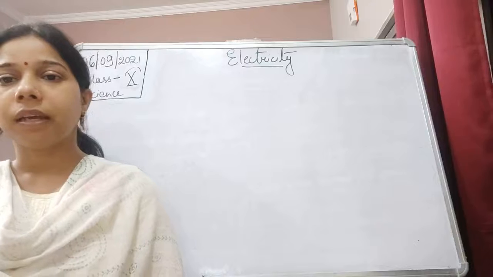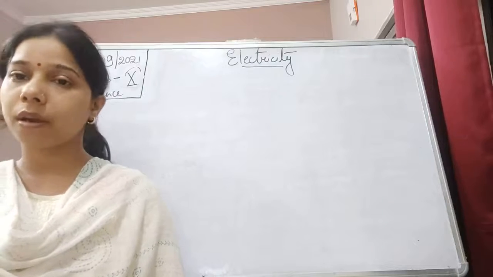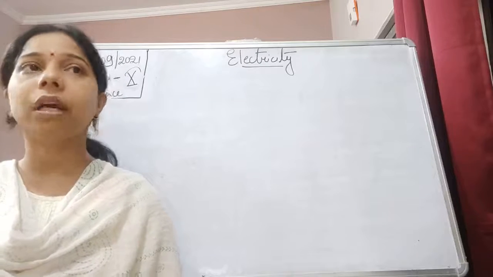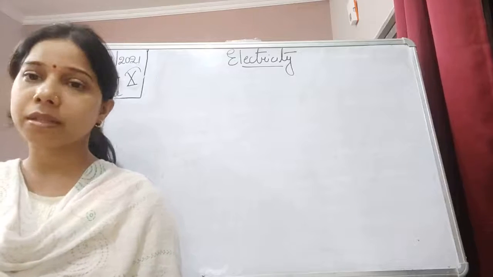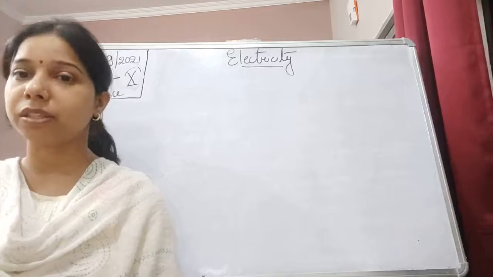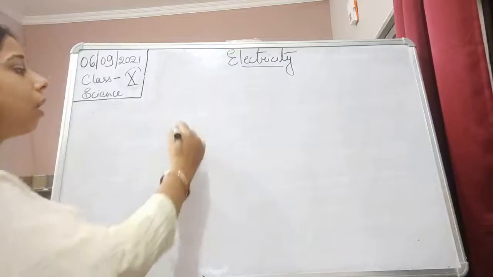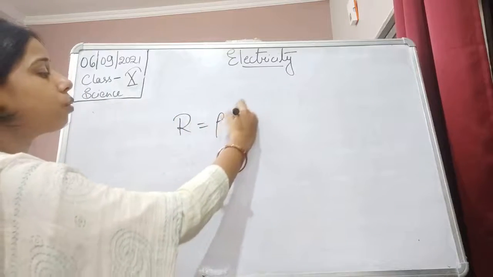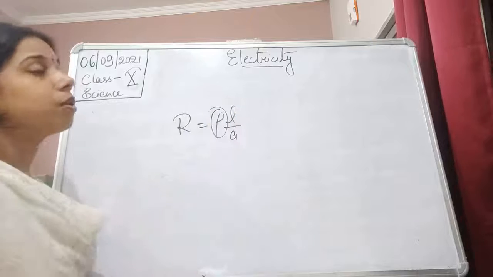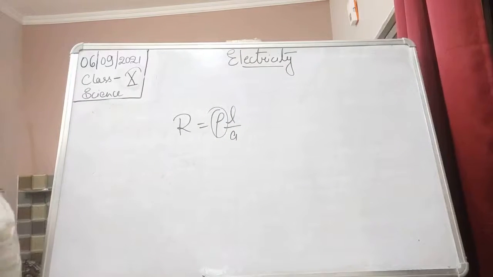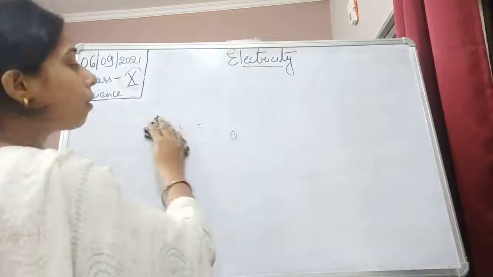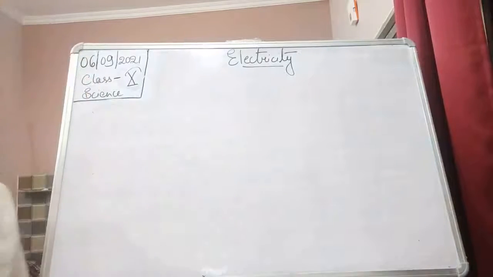So students, in the previous class we were talking about Ohm's law, and we have seen what resistance is and what the resistance depends on, as well as the resistivity. So we have seen that R is equal to rho L by A, where rho is the resistivity. Now today we are going to understand the resistance of a system of resistors.